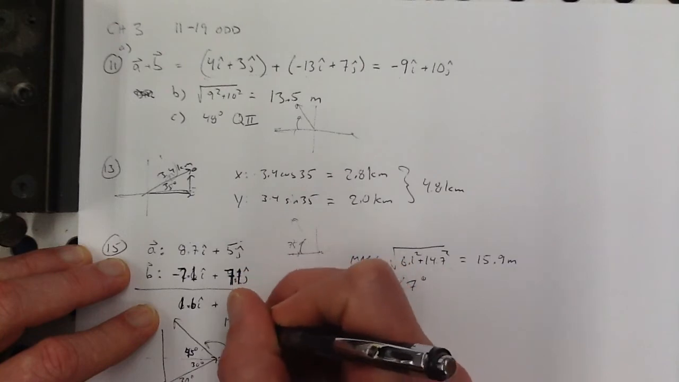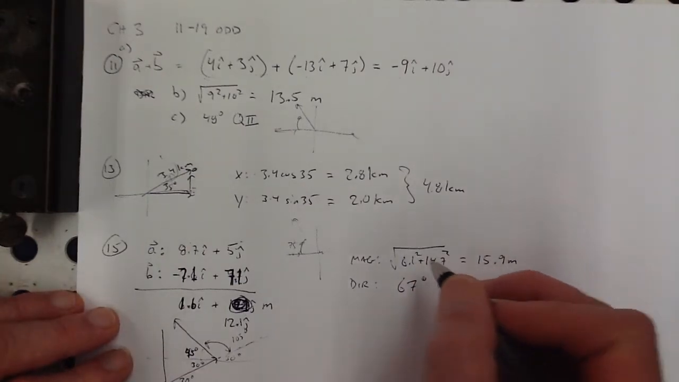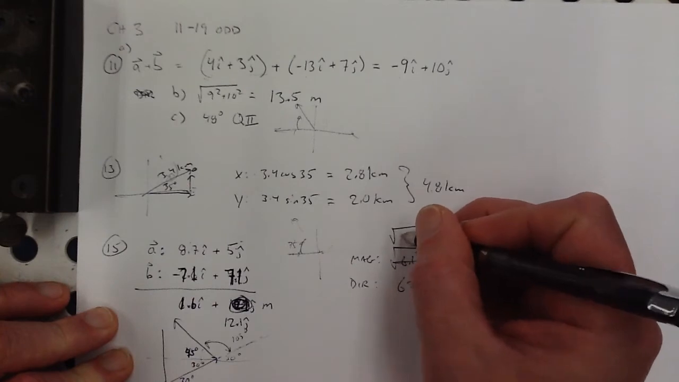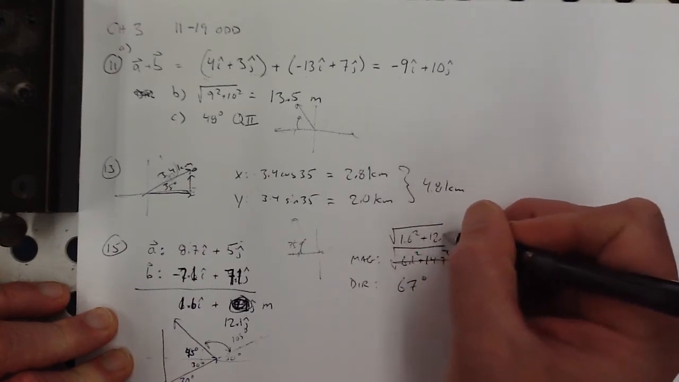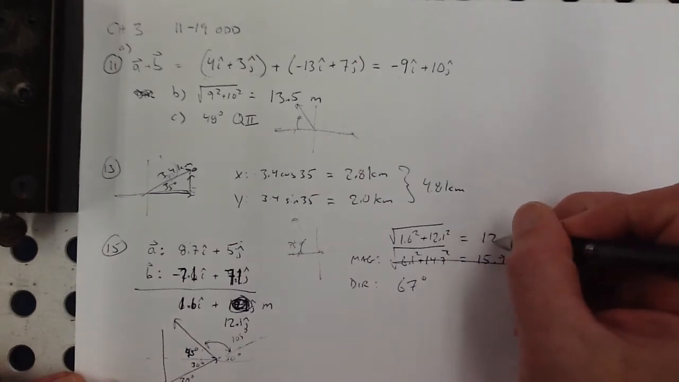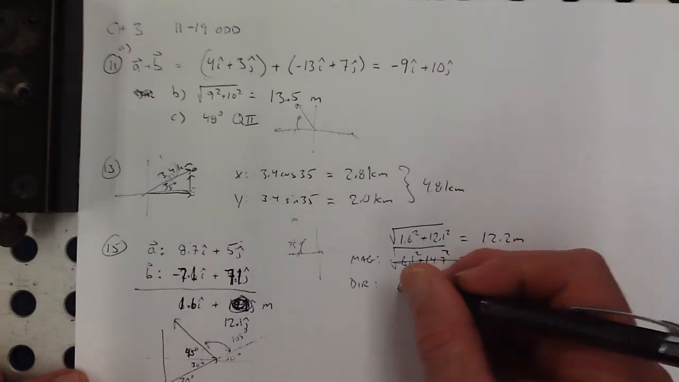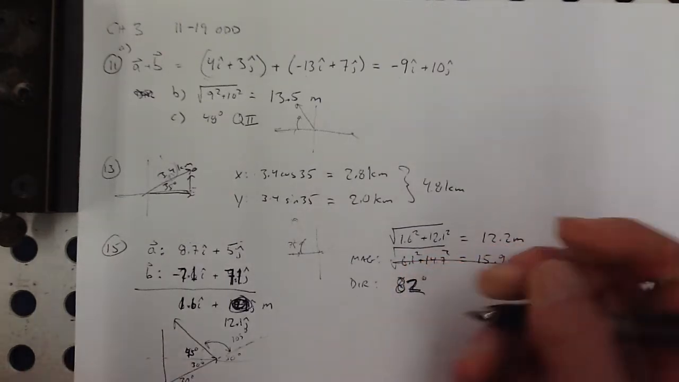Sorry, that is totally possible to read. 12.1 j. And then this, let's see, 1.6 squared plus 12.1 squared, that's 12.2 meters, and then tangent inverse rise over run, 82 degrees. All right, let's check again and see how we did.